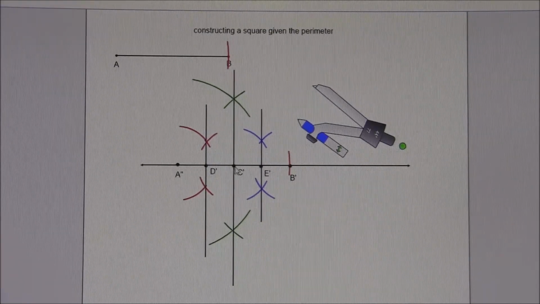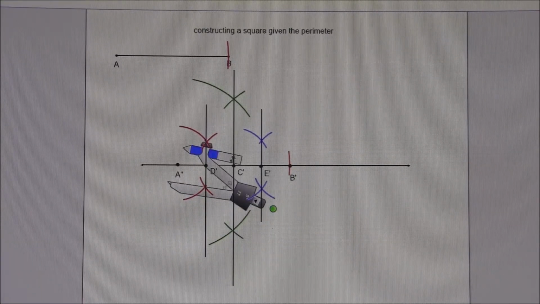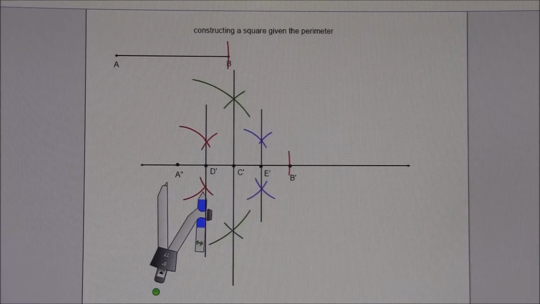Since we have the bottom here, now I need to do the right side, the top side, and the left side. Since they're all the same distance, I need to copy A prime, D prime, or D prime, C prime, or C prime, E prime, or even E prime, B prime, because they're all the same distance. So what we need to do is copy one of those. Let's copy A prime, D prime.